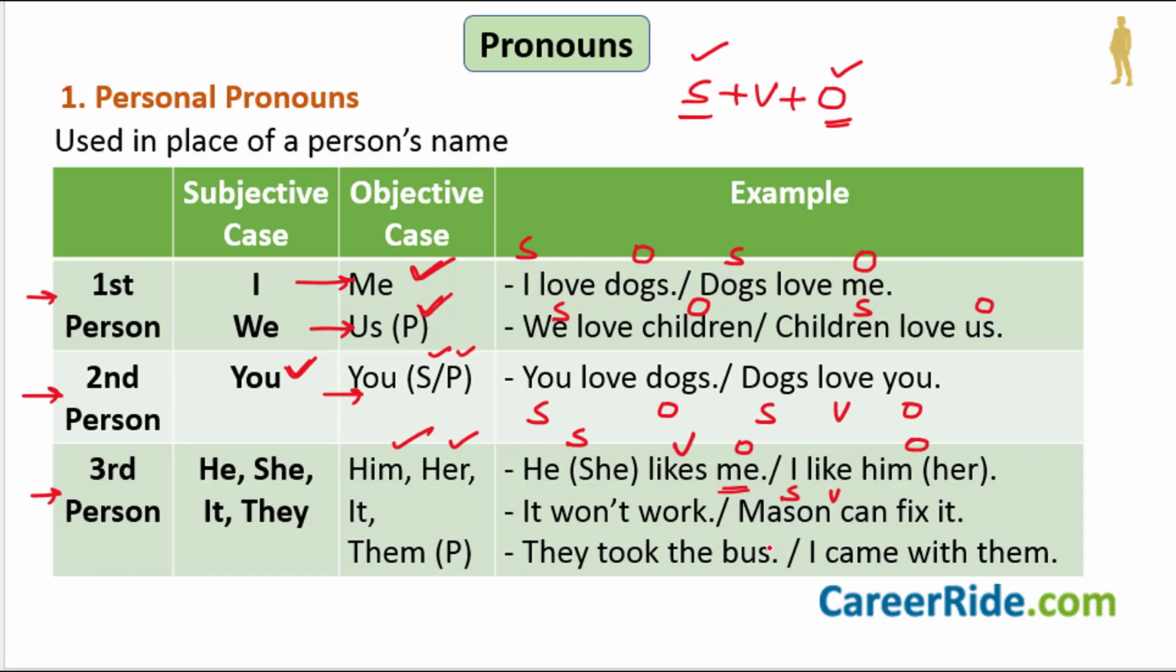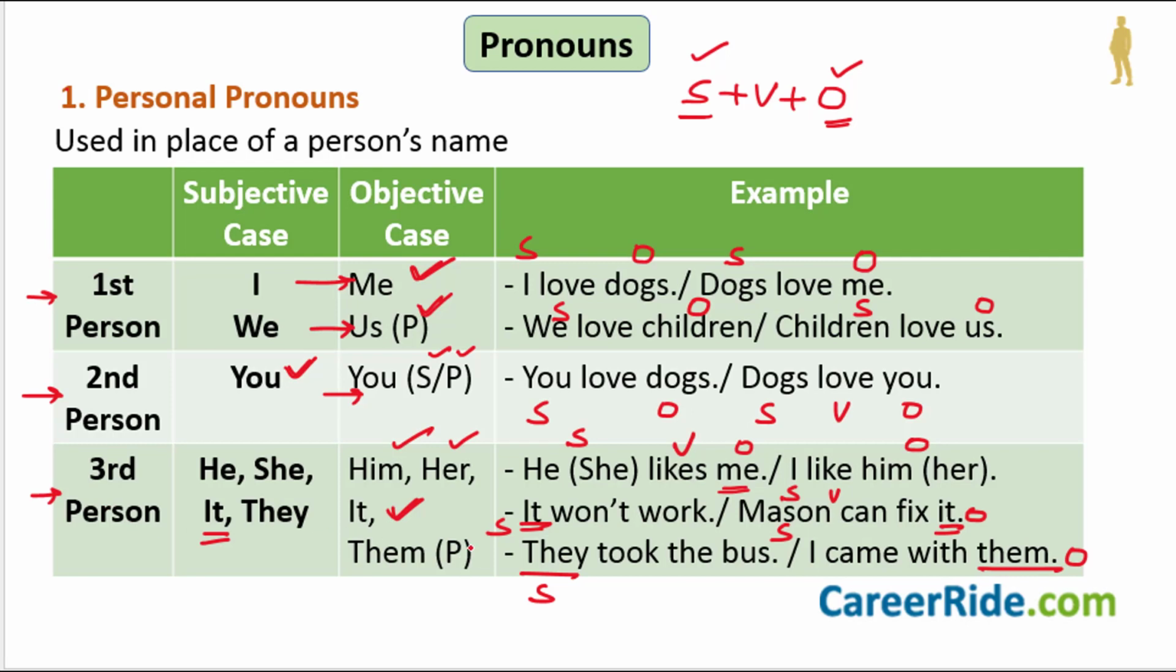It won't work, it is the subject here. But when I try to say Mason can fix it, Mason becomes the subject here, right? Mason can fix it. So it becomes it. It is the object. So you see, for it, its objective form is also it, right? They took the bus. So this is the subject. I came with them. Them is the what? It is the object. So you see, the object of they is them.